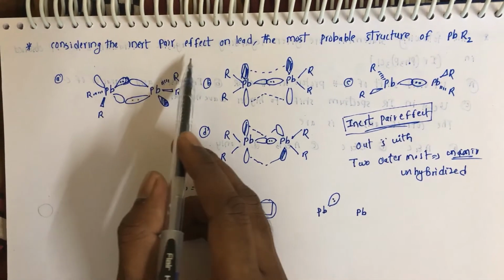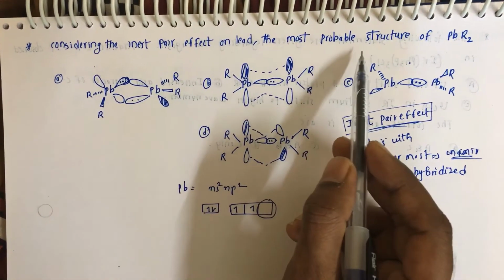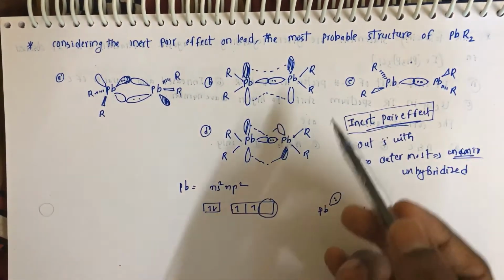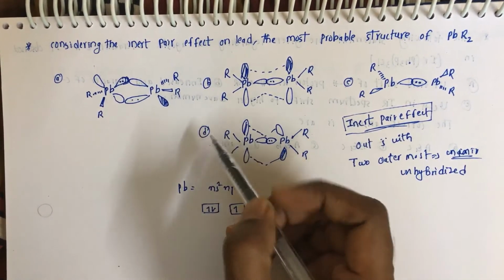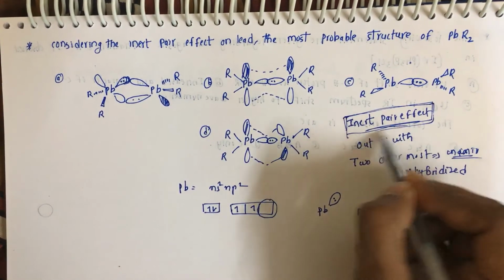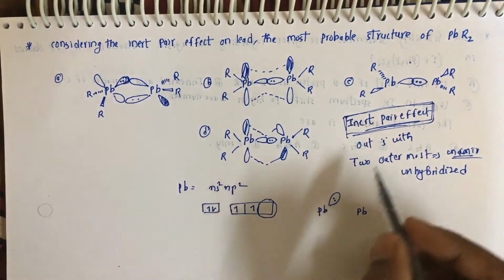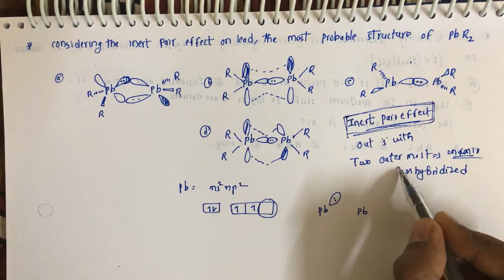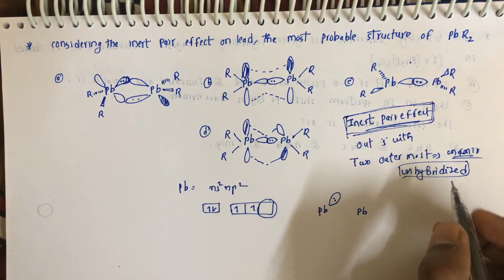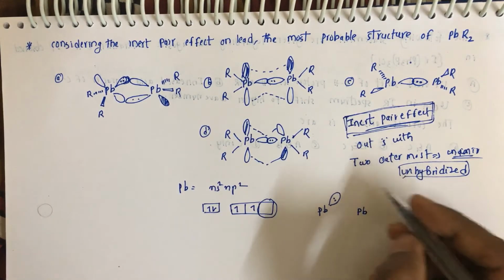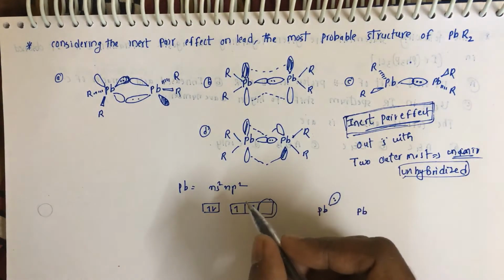Considering the inert pair effect on lead, what is the most probable structure of PbR2? In order to solve this question, we must know what the inert pair effect is. In the inert pair effect, the outermost two electrons remain unhybridized. So the inner side electrons will remain unhybridized.